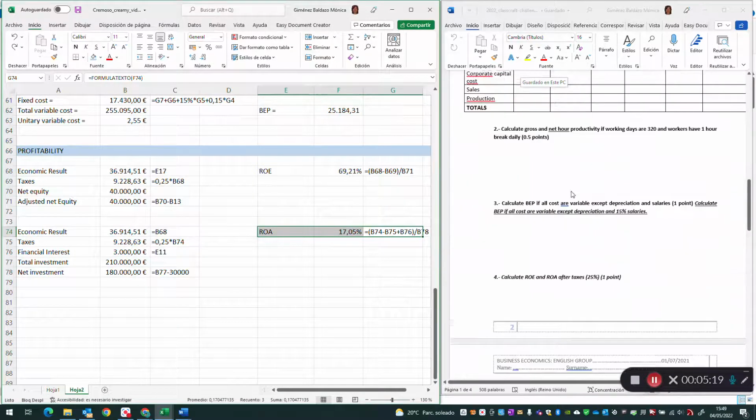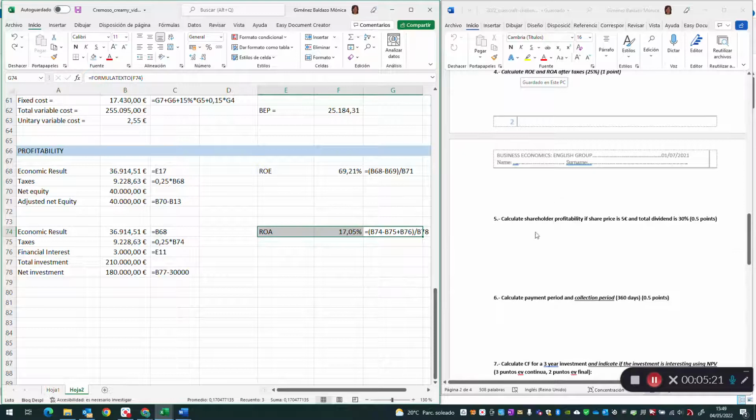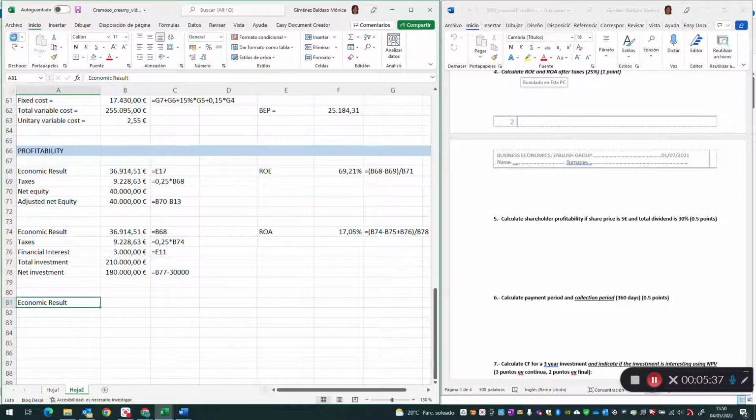Okay, so the other profitability that we had to calculate was this one, the shareholder profitability. And it says, this is important, share price is 5, total dividend is 30%. So what are the variables we're going to need for this profitability? For the shareholder one, we need the economic result, we're going to need taxes, and companies can pay dividends always after taxes. So we need to have the result after taxes in order to calculate the dividends. So that's called net profit.